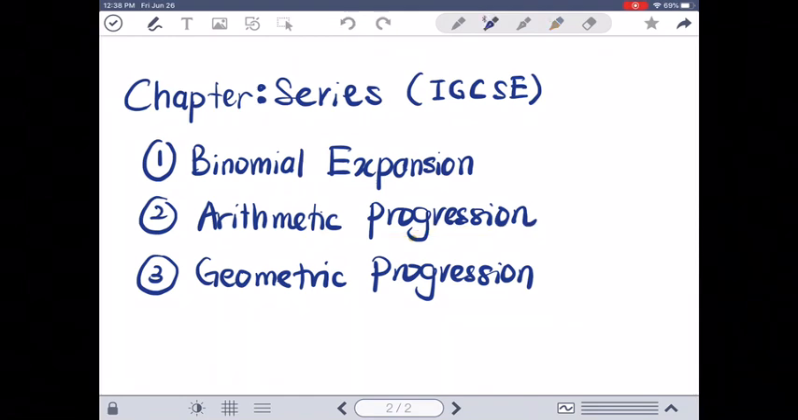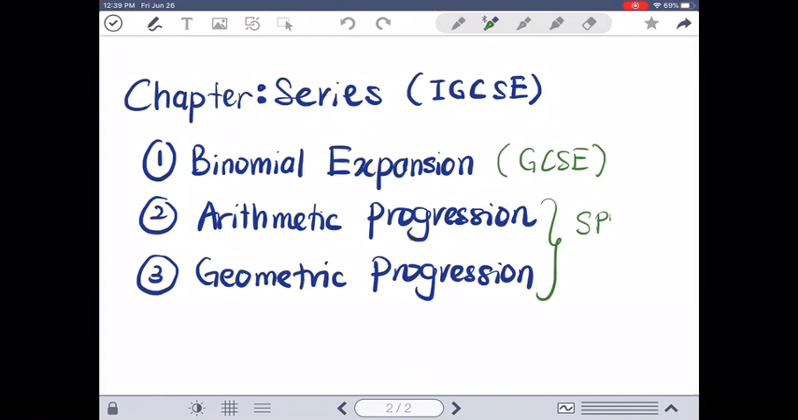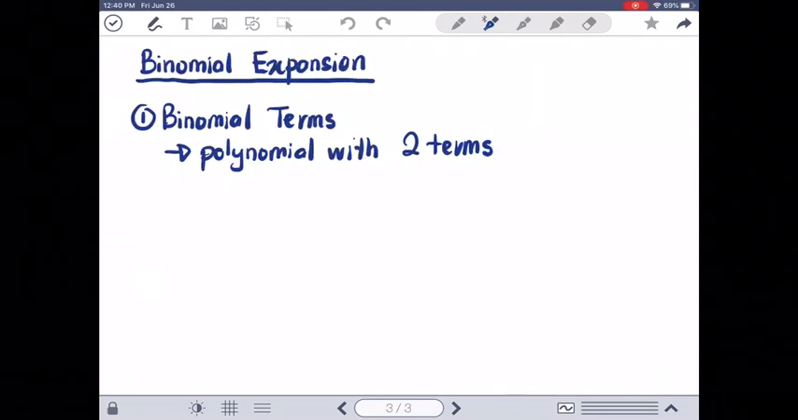Take note that the binomial expansion subtopic will be asked in the GCSE examination. But for arithmetic progression and geometric progression, will be asked in both SPM and GCSE. So for today's video, I will talk about the first subtopic, which is the binomial expansion.